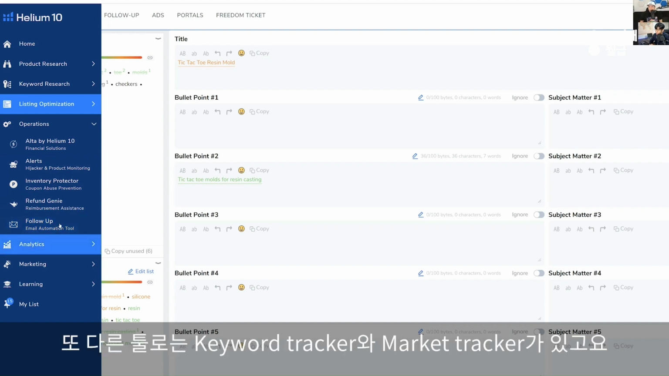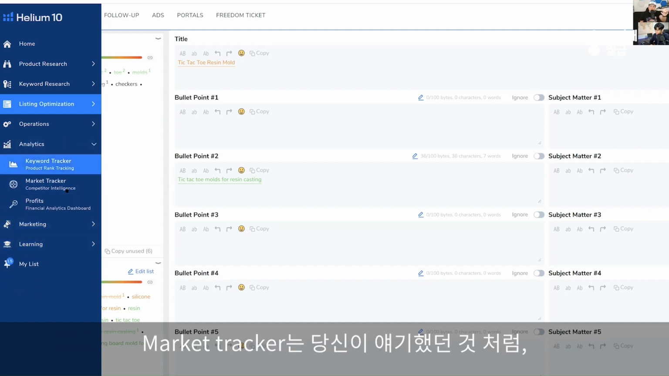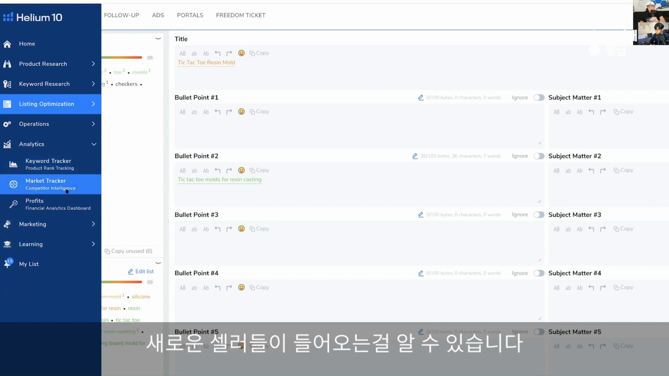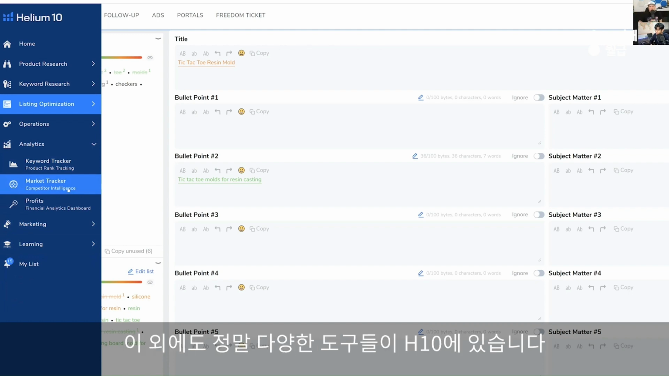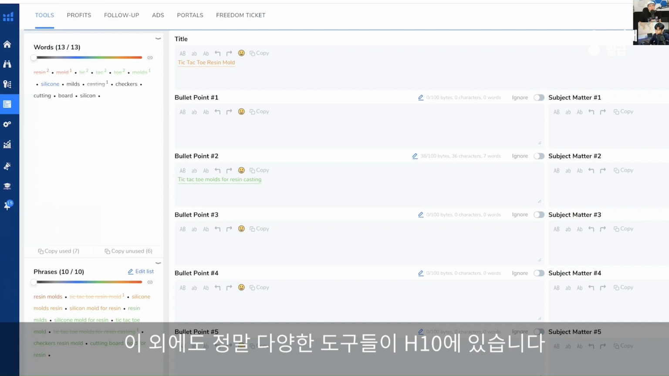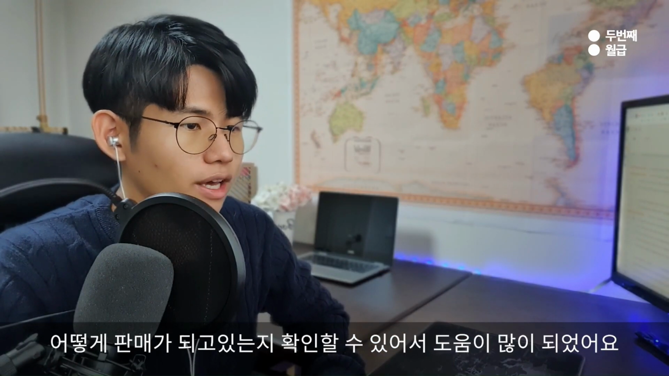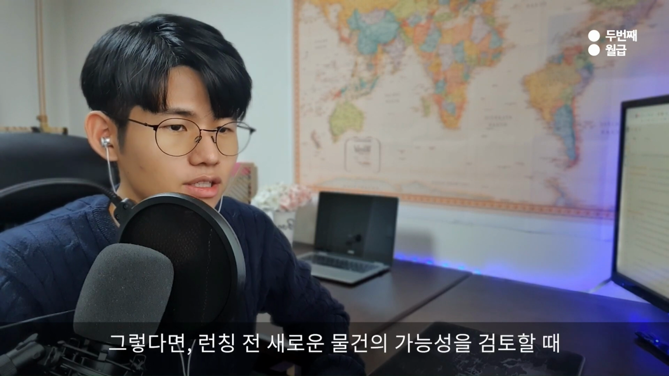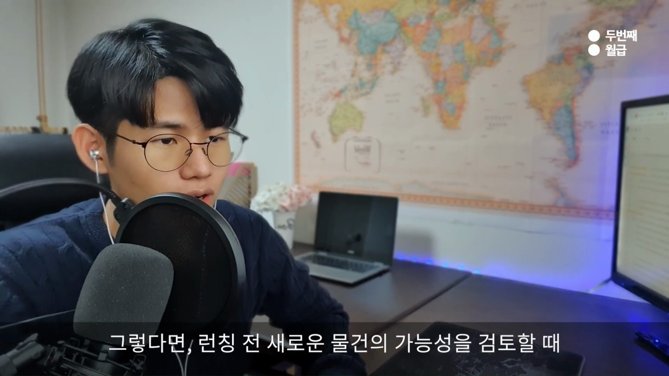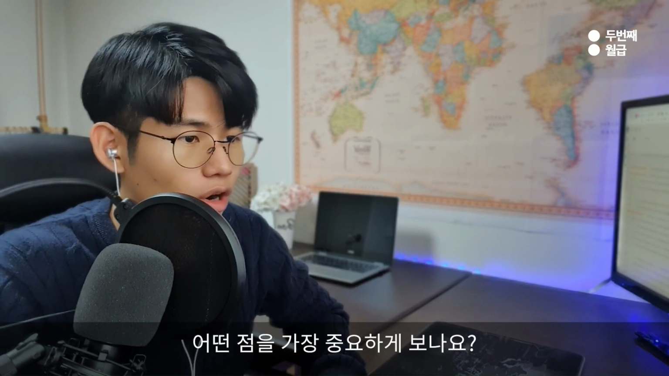We have Keyword Tracker, Market Tracker. Market Tracker is kind of like what you were talking about before, being able to have a notification when newer sellers who are trying to get into our category show up. You'll find out about it in Market Tracker. We get tons and tons of tools all over the place here. It helped me a lot to check how my products are performing compared to other products in my same markets.